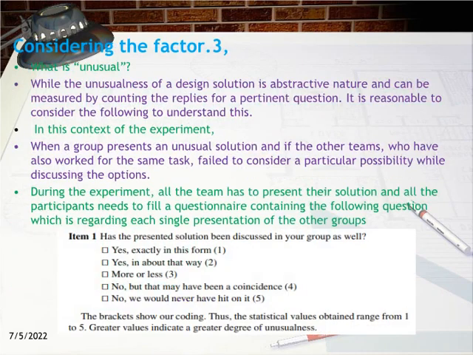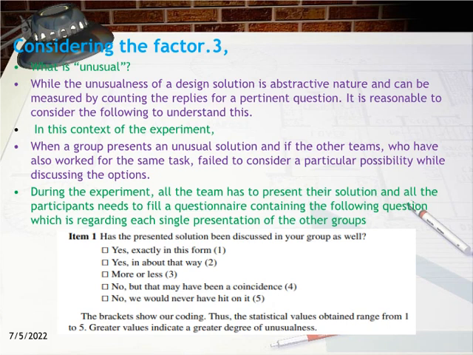Considering the factor 3, what is unusual? While the unusualness of a design solution is abstract in nature, it can be measured by counting the replies to a pertinent question. It is reasonable to consider the following. In the context of the experiment, a group presents an unusual solution if the other teams, who have also worked on the same task, failed to consider a particular possibility while discussing the options.